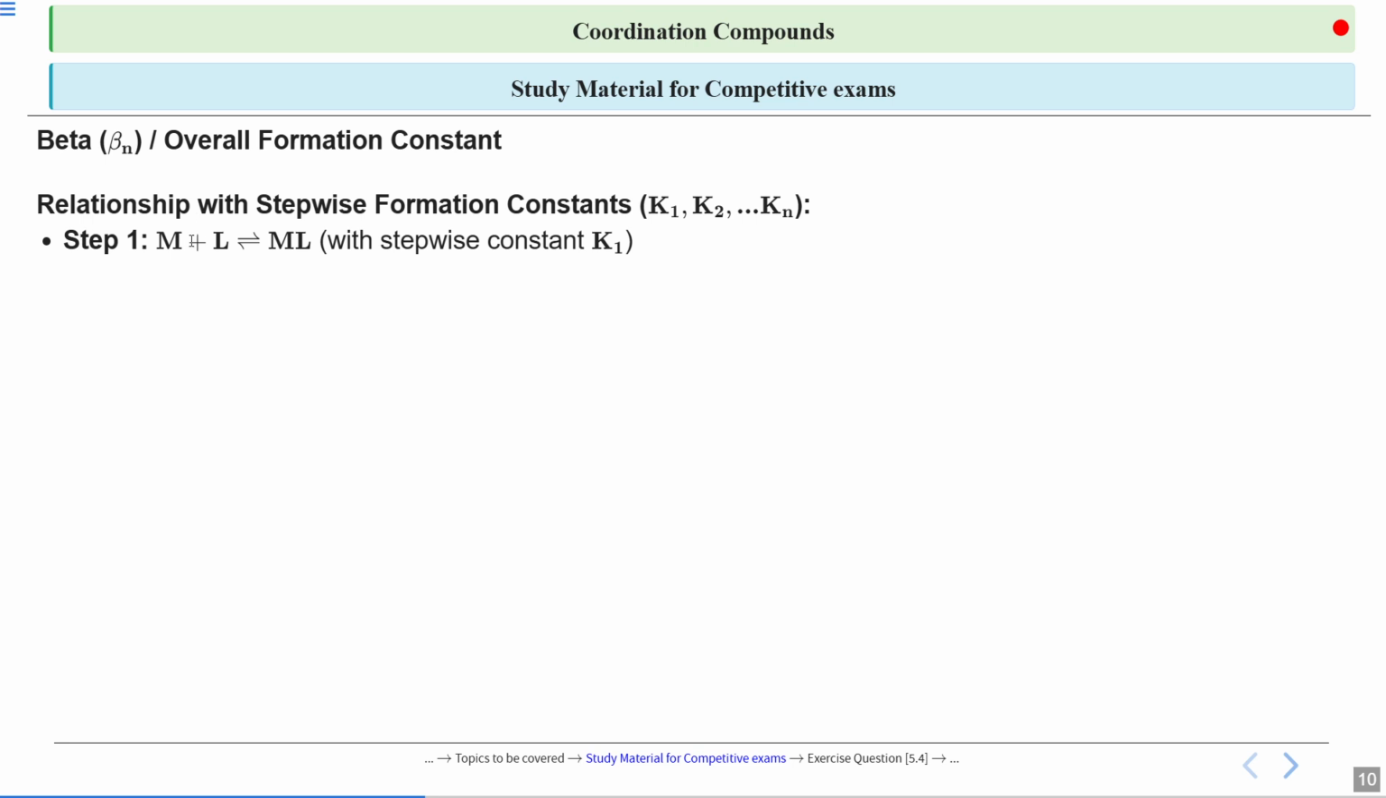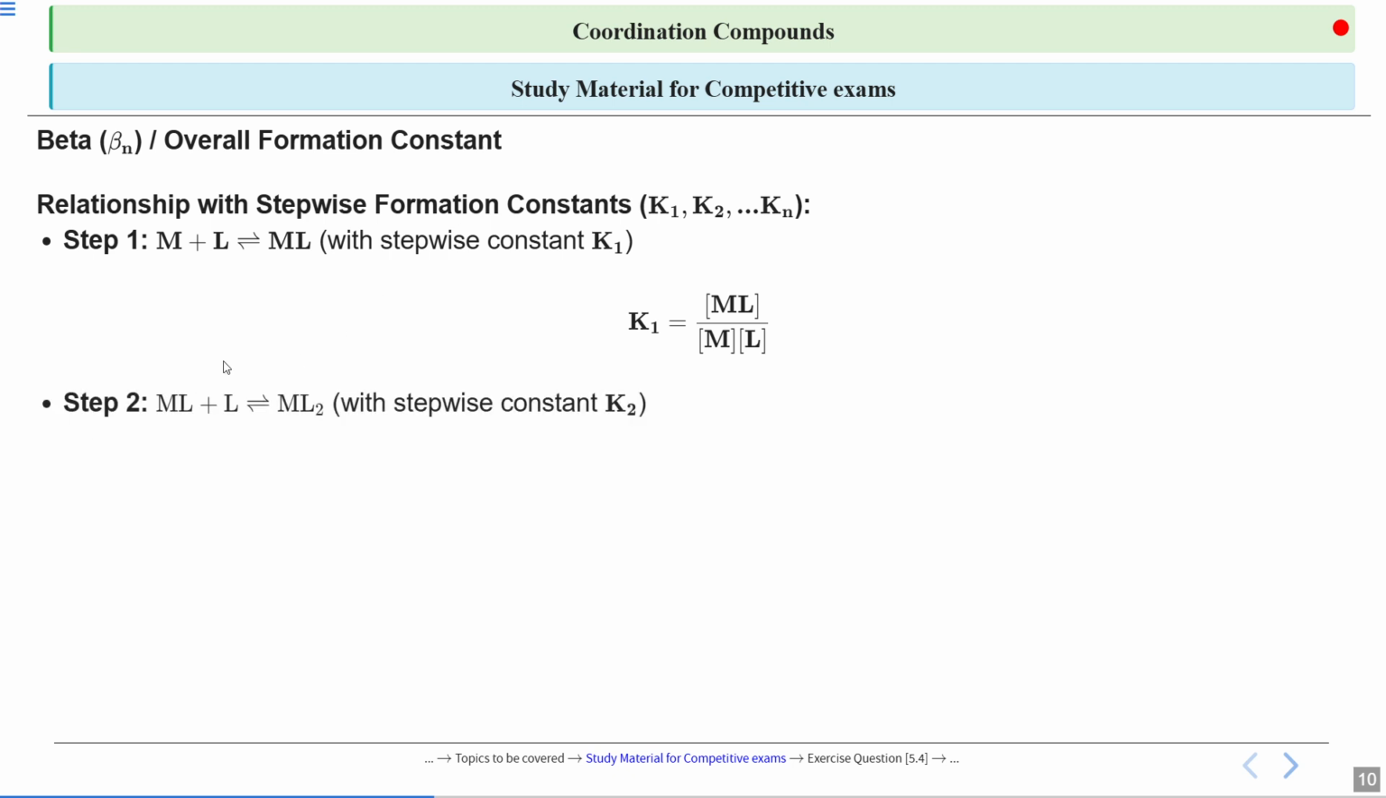Step 1 includes the reaction of the metal and the ligand. So metal plus ligand giving us the ML complex. It is having a stepwise constant K1 because this is the first step. And if you want to write the K1 value, that is the formation constant value, it will be product upon reactant. Product is the ML complex divided by the reactants, M and L. So M concentration multiplied by L concentration. These square brackets are denoting the concentration of the products and the reactants. Okay, so the K1 value, that is the formation constant of the first step, is this.